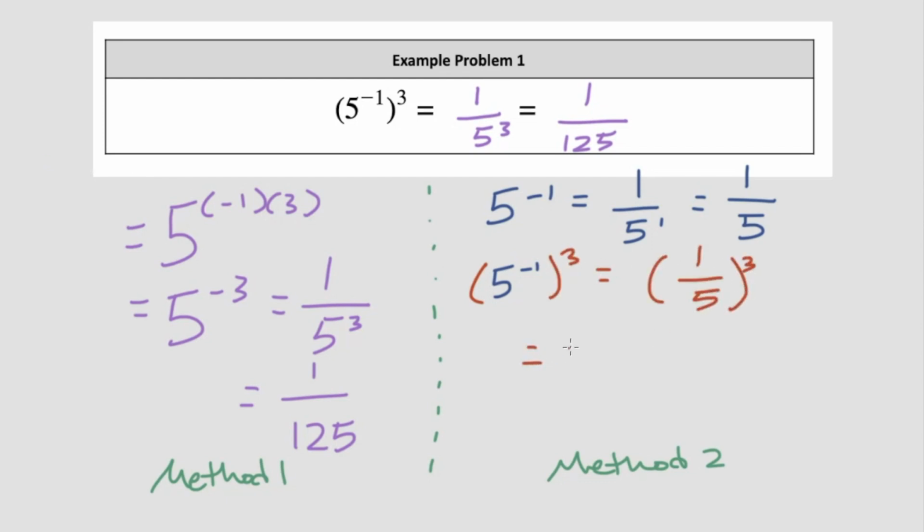And if I have the power of 3 on the outside of the parentheses, I can simply distribute it to the top and the bottom, the numerator and the denominator. So 1 over 5 to the power of 3 becomes 1 to the power of 3 over 5 to the power of 3. That is equal to 1 over 5 to the power of 3, because 1 to the power of 3 is equal to 1. And 1 over 5 to the power of 3, as we said earlier, is also equal to 1 over 125. Between these two methods, there's not a better one. Just do whatever feels best and most comfortable for you.